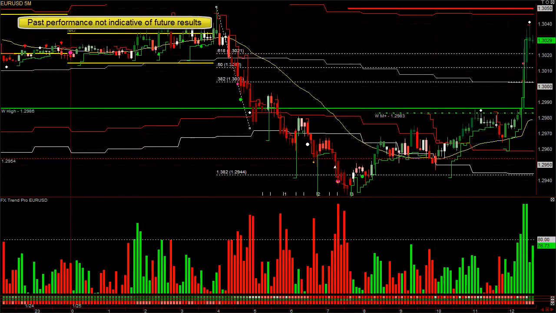There's no point in being greedy when trading. There's always plenty of other opportunities. It's a good place to get out at the 3.0 containment band.